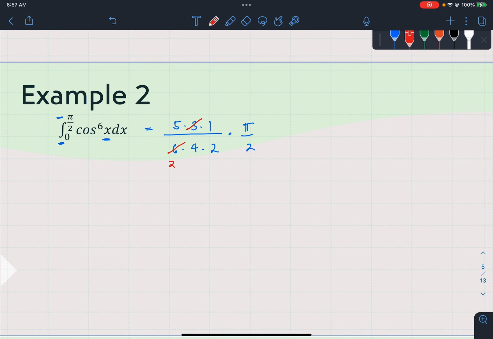So what remains there will be 2. And then nothing is divisible by 5 nor 2. So therefore, you just have 5 times 1 times pi. You have 5 pi, divided by 2 times 4, it's 8, times 2 is 16, times 2 is 32. So 8 times 4 is 32. So the answer then would just be 5 pi all over 32. That is our second example.